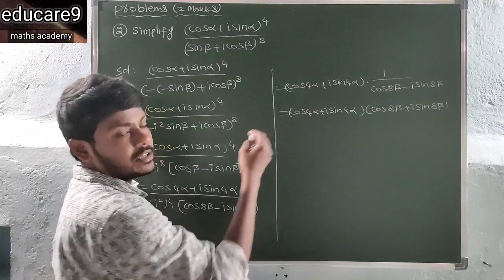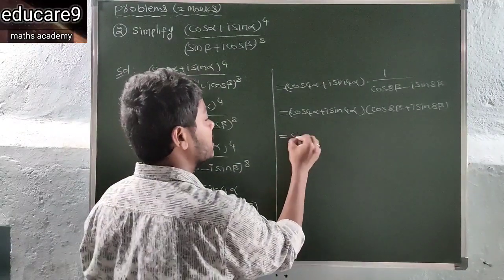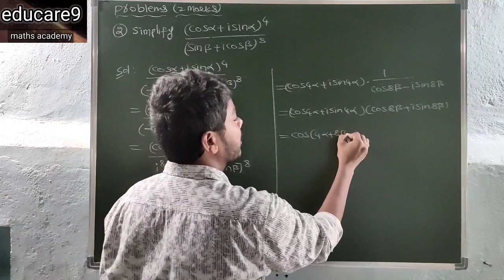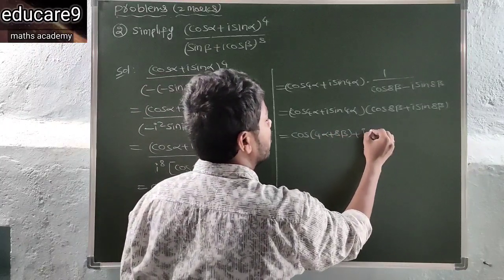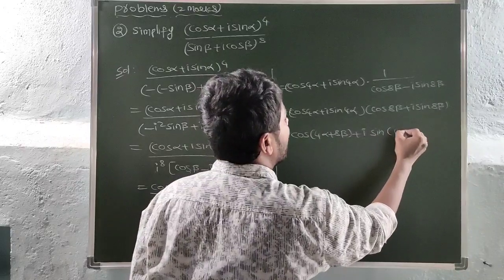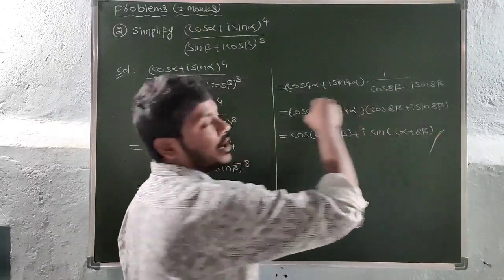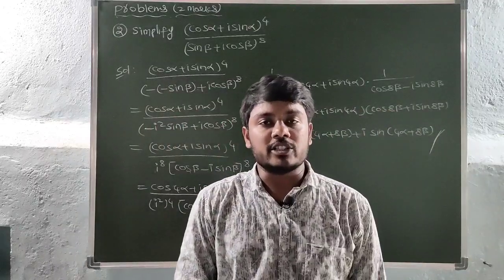Now cis alpha into cis beta formula. Cis of alpha plus beta, that is cos of (4 alpha plus 8 beta) plus i into sin of (4 alpha plus 8 beta). So this is the required answer. So for next session we will discuss more concepts.